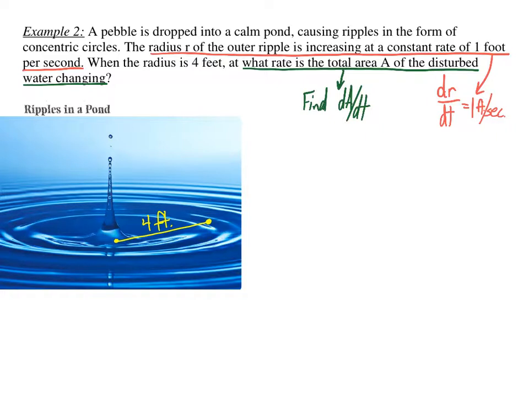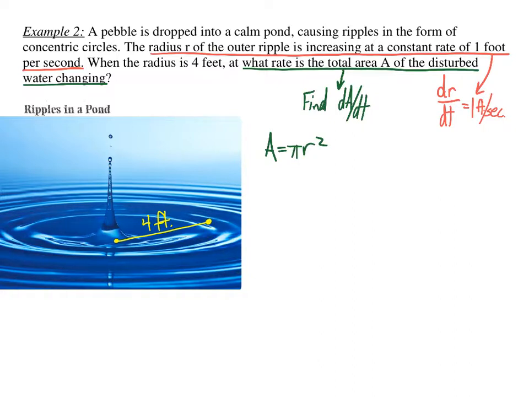The area of the circle. Area of a circle. We're looking at the total area, their concentric circles. So the formula I'm going to use is the area of a circle. Area equals pi r squared. Okay?